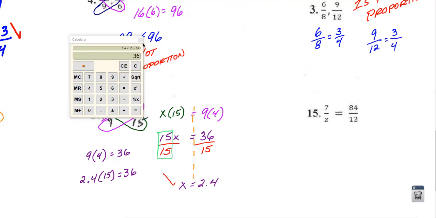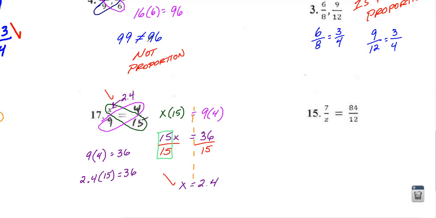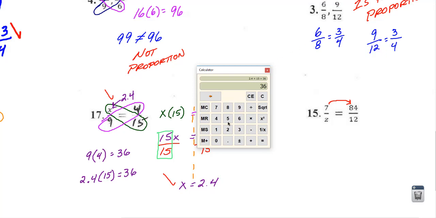Last one in this group. So I'm going to show you a different way to solve here. And again, the type of problem you're given will determine the type of solution you use. If you look at 7 and 84, does 7 go in evenly to 84? That's worth checking. If you take 84 and divide it by 7, do you get a whole number? You do. You get 12. That's 12 times 7 to get 84.